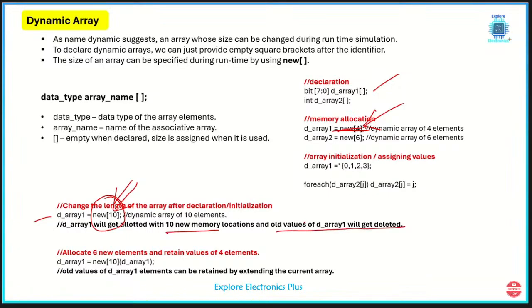If we again call the new function for a particular array, it will allocate new elements and the old values will get deleted. Suppose we want to keep the old values also, and we need to assign extra elements to that particular array, then we need to use the new method, specifying the name of the array within the braces after the new size. new[10], here you can see new[10], and then d_array1. It keeps the old values of the d_array as well, and the retained values will be extended in the current array with 4 extra elements.